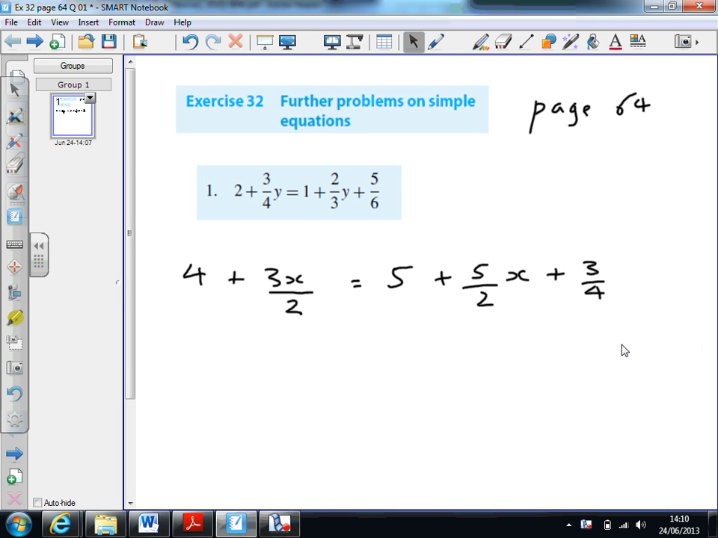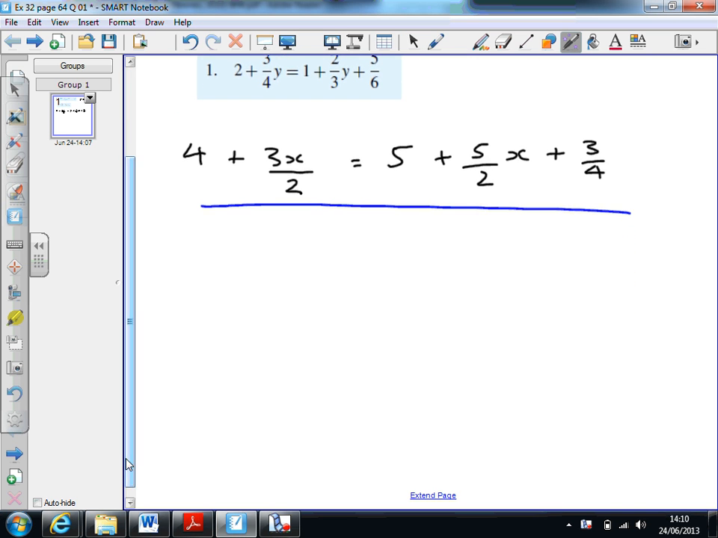Exercise 32, page 64, question number 1, solve this equation. Again, I'm going to leave you to the one in the textbook, but I'm going to have a look at one very similar. And this one underneath is what we're going to look at. This equation has fractions involved with it.